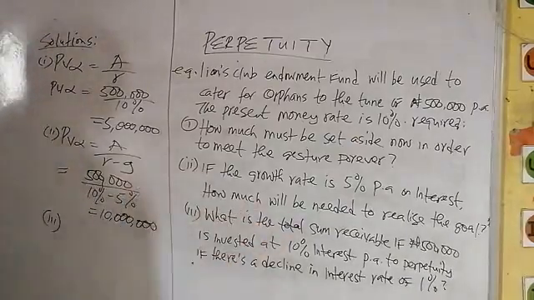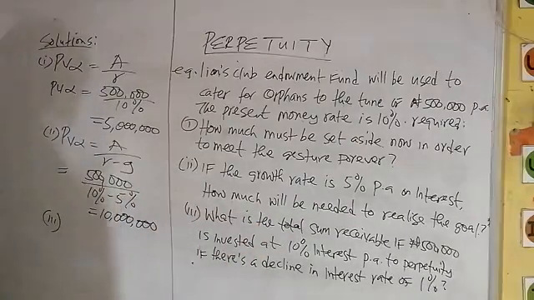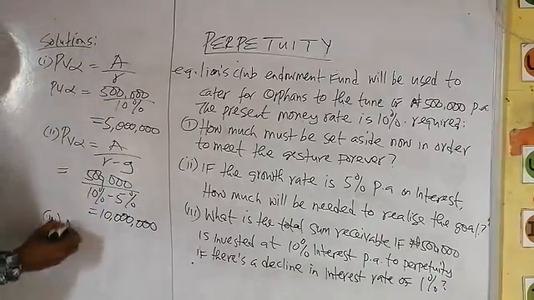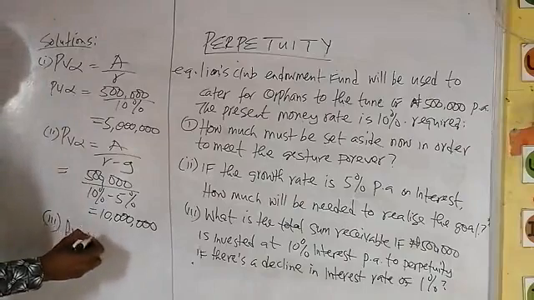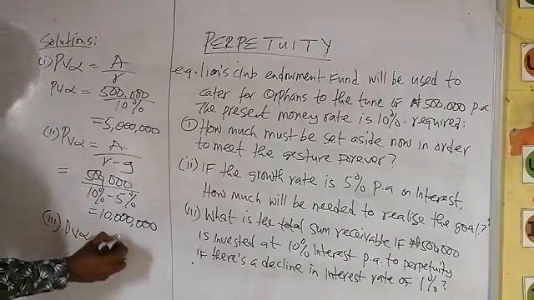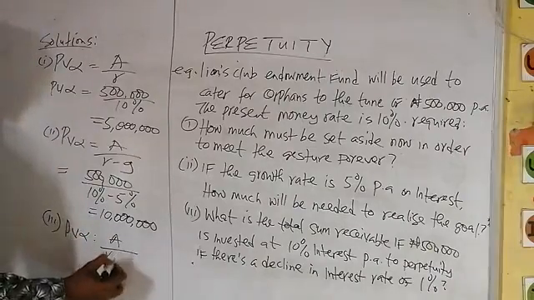3. What is the total sum receivable if 500,000 is invested at 10% per annum to perpetuity, if there is a decline in interest rate of 1%? So the present value of perpetuity, if there is a decline in interest rate, is equal to A all over R plus D.